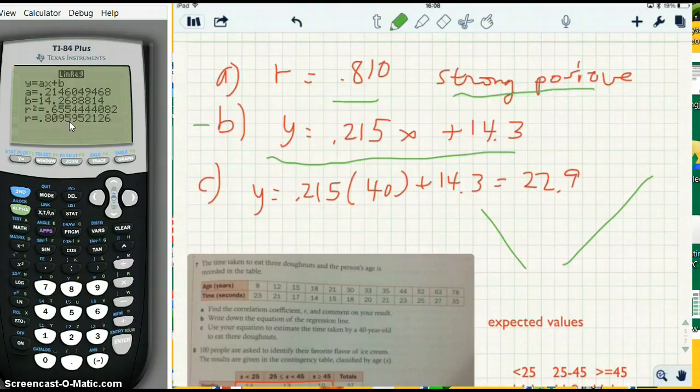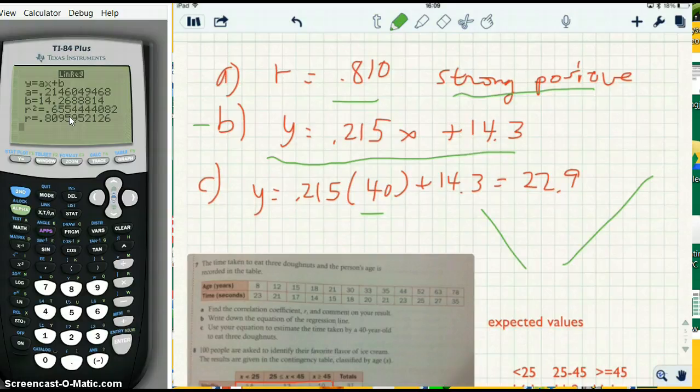Part C says, use your equation to estimate the time taken by a 40-year-old to eat 3 donuts. Well, all you have to do there is, the age of the person is x and the time is y, so you know that the x is 40 in this case because it's a 40-year-old. So you put 40 in for x, you multiply it out, add the 14.3 on your calculator, and you get 22.9. So y equals 22.9.